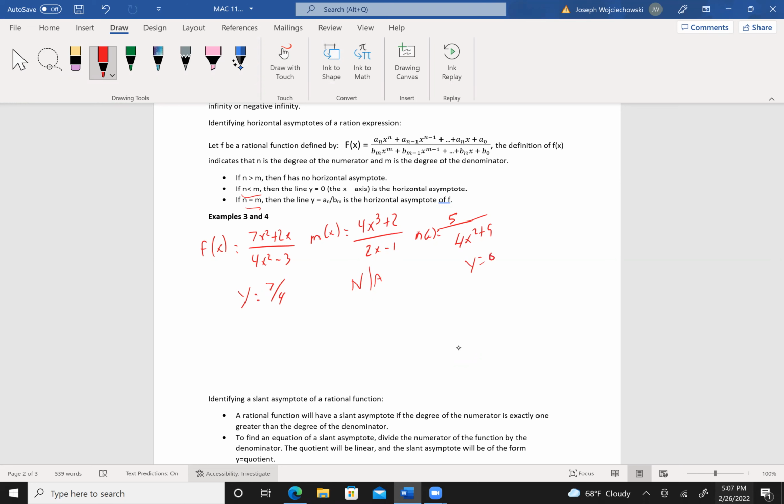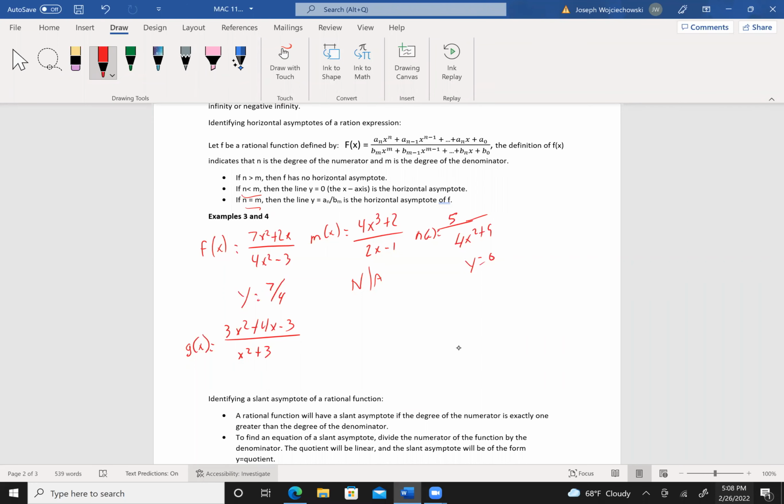Okay, so vertical asymptotes cannot be crossed under any circumstances. Unfortunately, horizontal ones can be. So, given g of x equals 3x squared plus 4x minus 3 over x squared plus 3, we want to determine the horizontal asymptote and the point where the graph crosses the asymptote.